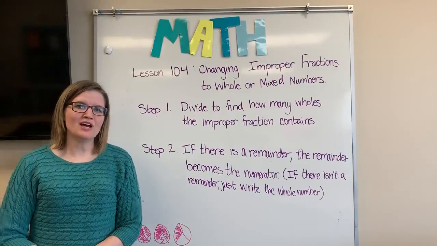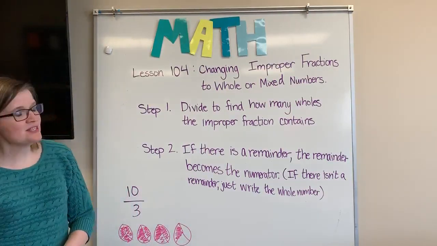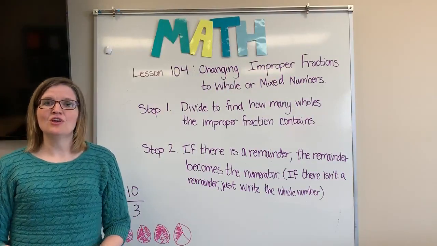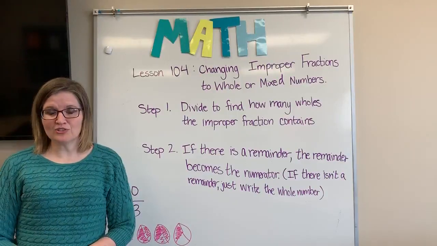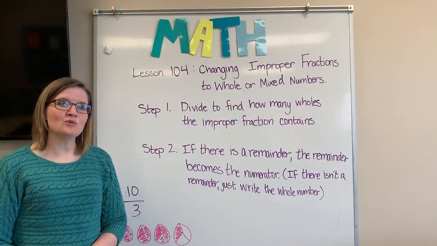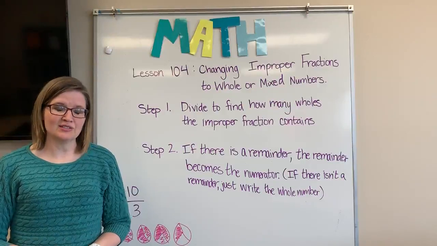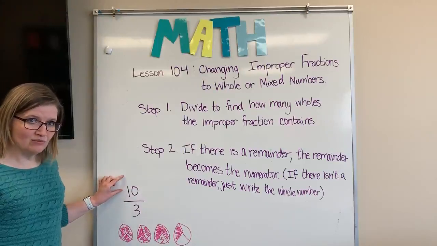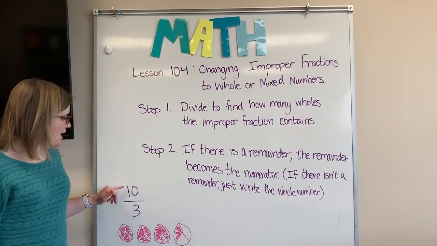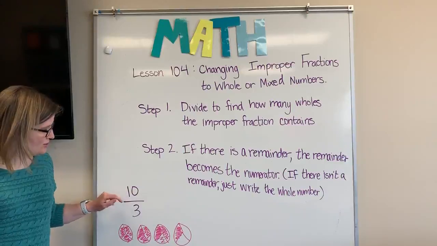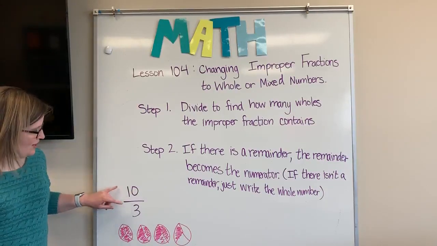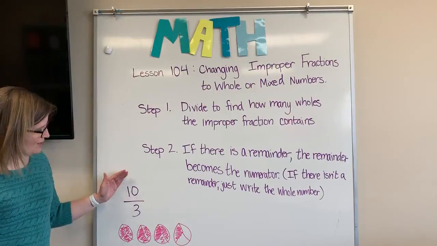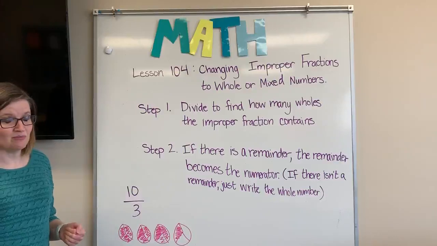Everyone, today we are talking about fractions, and specifically lesson 104 deals with changing improper fractions to whole or mixed numbers. Now, you first need to understand what an improper fraction is. An improper fraction is a fraction where the numerator, remember that's the top part, is equal to or greater than the denominator, the bottom part. And here's our example of 10/3.